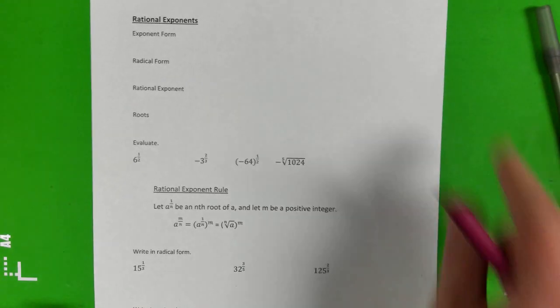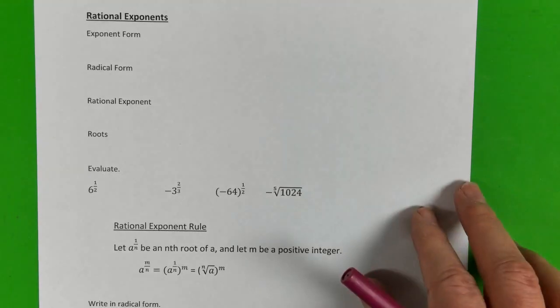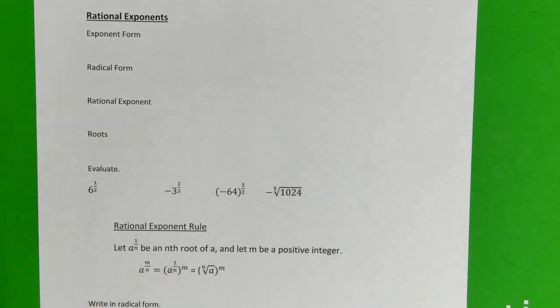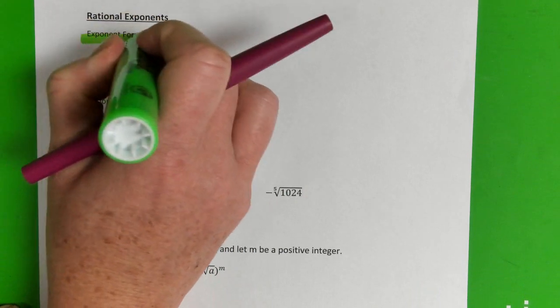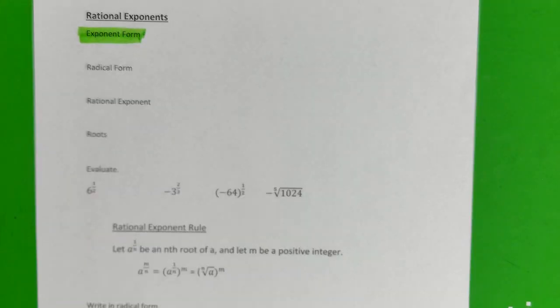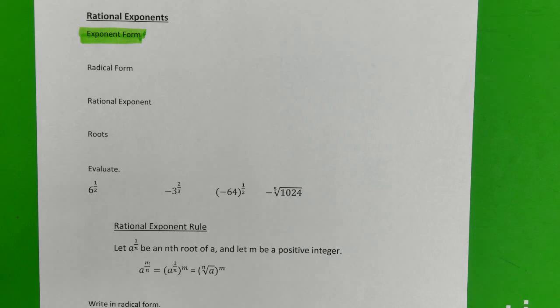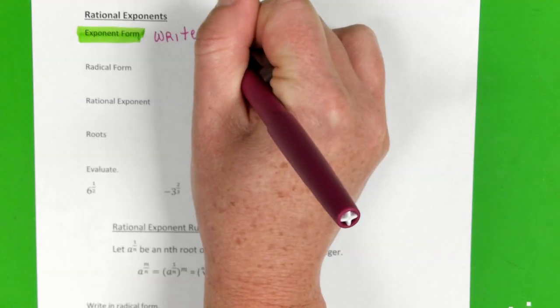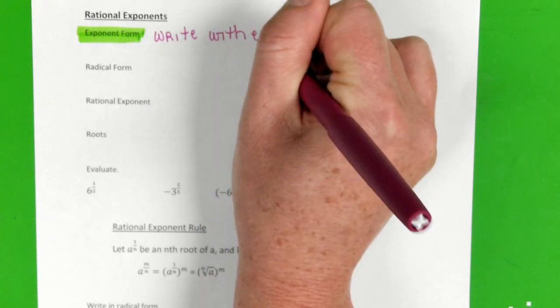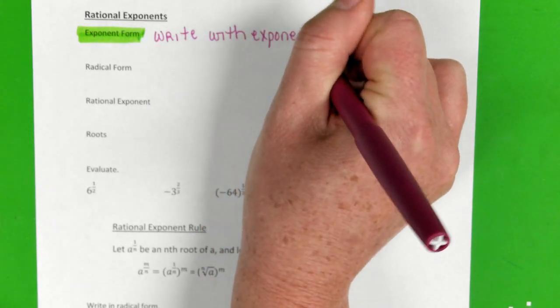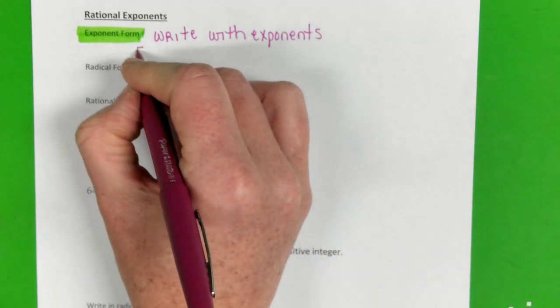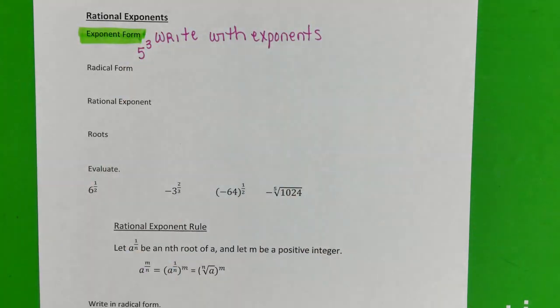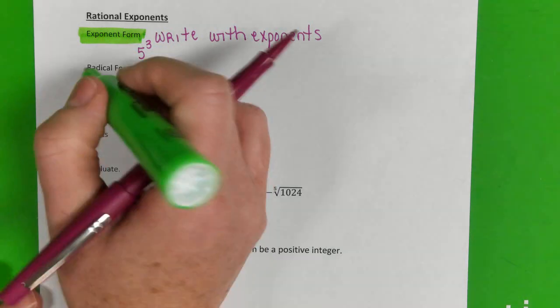Okay, so we have a little bit of vocabulary here that I wanted to talk about, just to make sure we know what the different things mean. As we deal with rational exponents, first thing is we might see some directions that say write it in exponent form. And this just means write the problem, write the answer with exponents. For example, 5 to the third power. Okay, that's writing it with exponents.